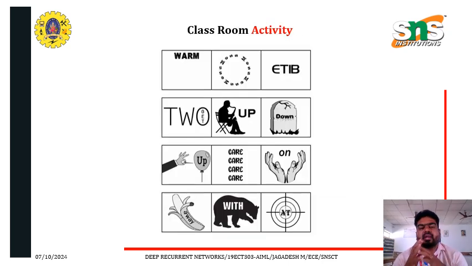So let's take up some classroom activity. It is a rebus puzzle. We already know what a rebus puzzle is. So find out the hidden word in these images by using some logic. Just discuss with your team members and find out the answer, and you have to justify your answers.